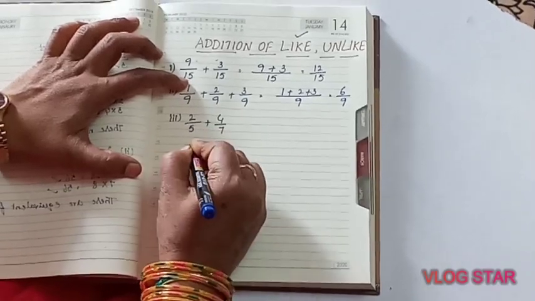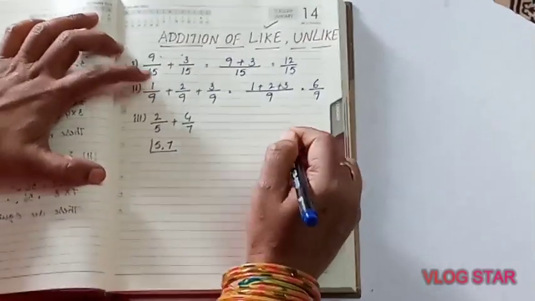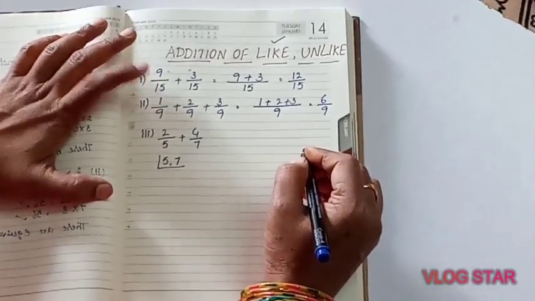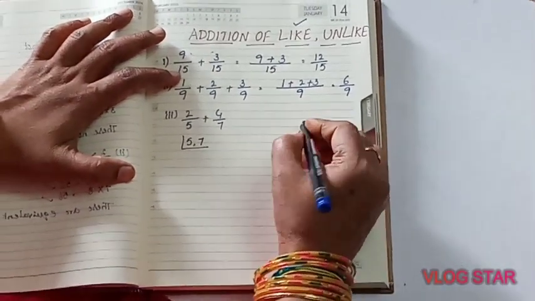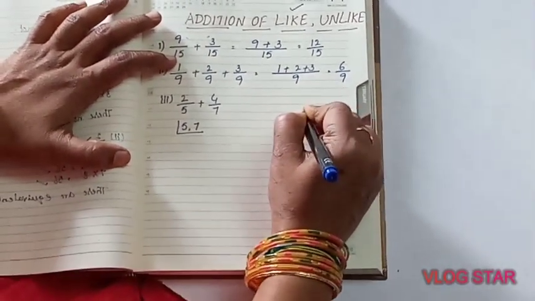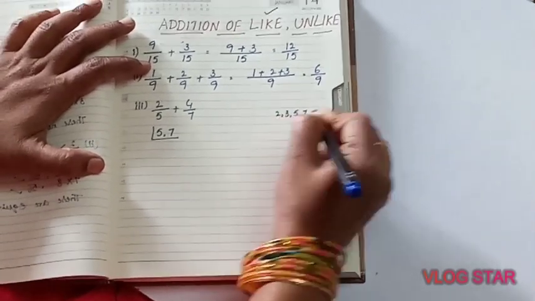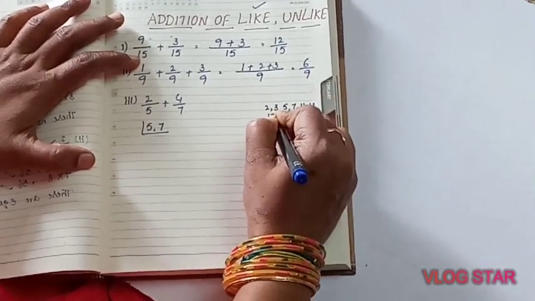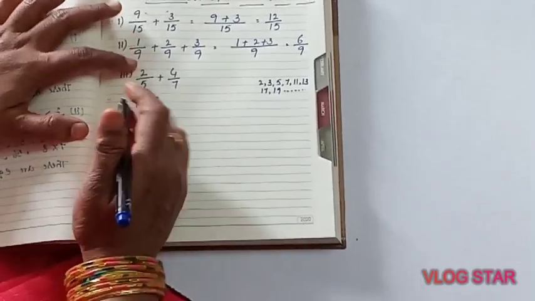Now take the LCM of the denominators 5 and 7. Before taking the LCM, you must know about prime numbers, because here we have to use only prime numbers. A small list of prime numbers: 2, 3, 5, 7, 11, 13, 17, 19 and so on. You have to keep this list.